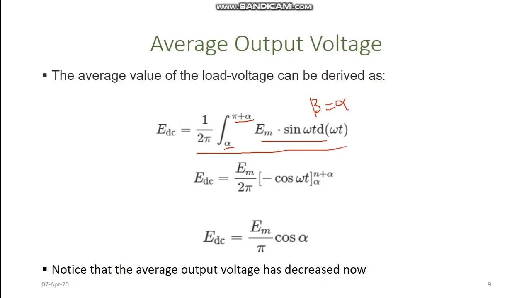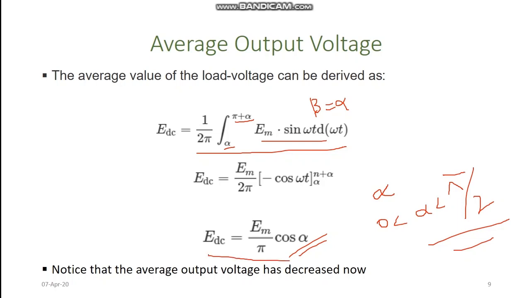So whichever notation you like, you can continue with that. The final result obtained is something like this, and this angle alpha, the trigger angle, can be varied from 0 to pi by 2. From this formula, we conclude that the average output value has now decreased, because at cos 0 it will have its maximum value, but as alpha increases from 0, this will keep on decreasing.